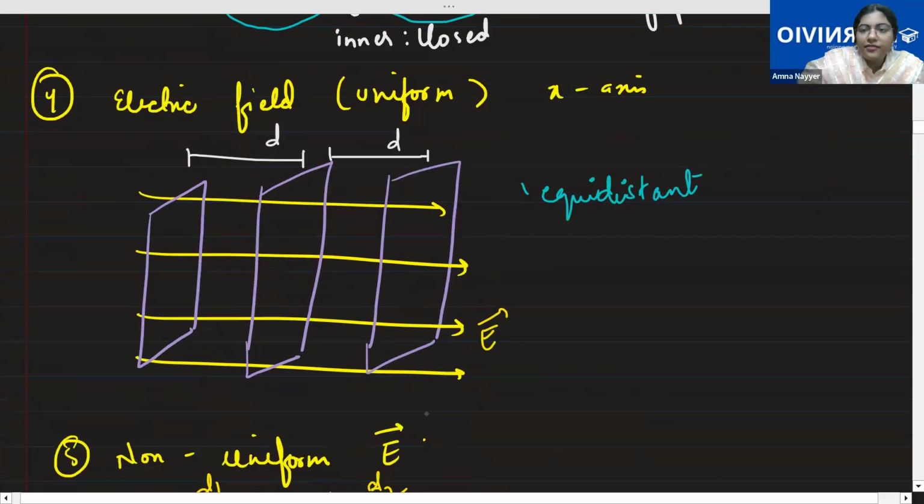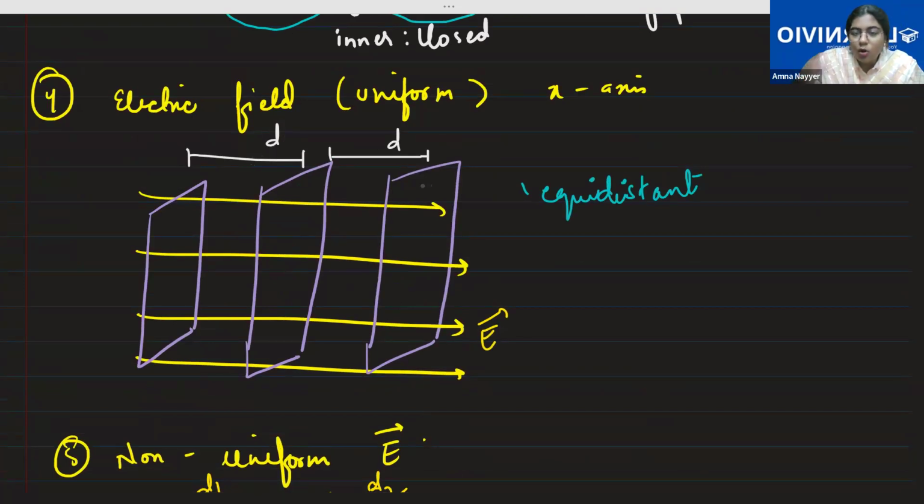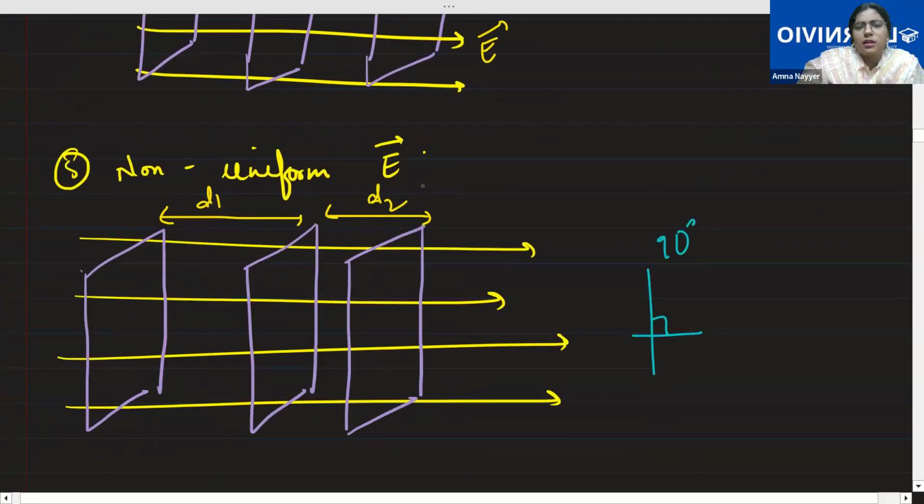Then the electric field we draw is equidistant or uniform, meaning this gapping will be the same. All the equipotential surfaces will be lined at equal distances for a uniform electric field. And if it is non-uniform, any distance, some are closer, some are not closer.